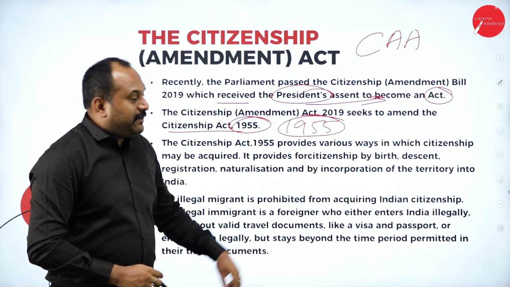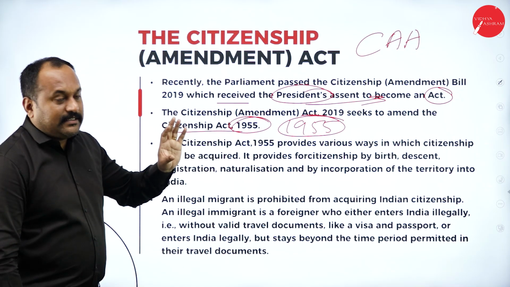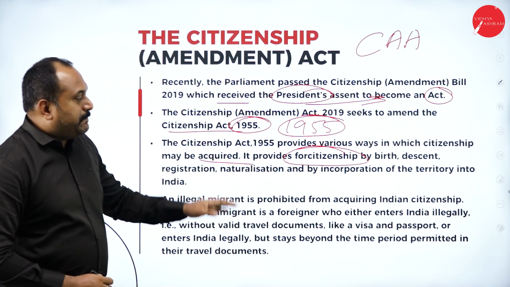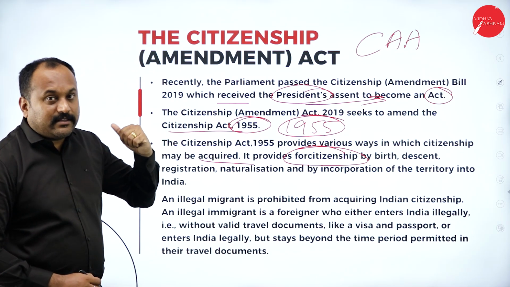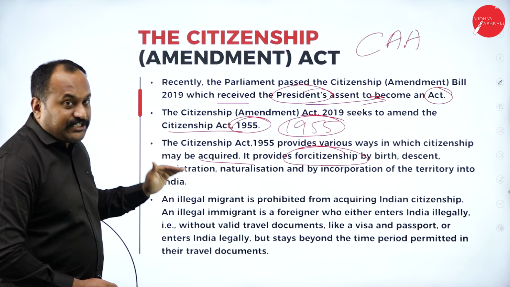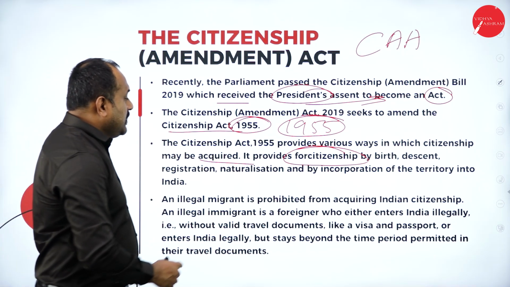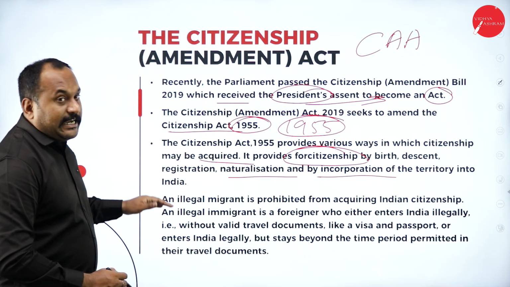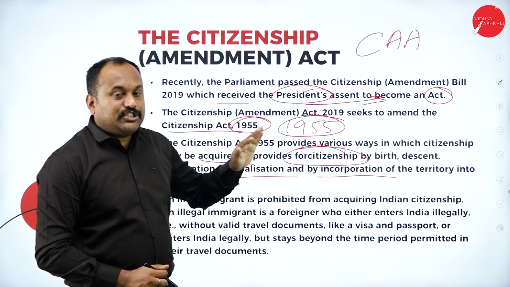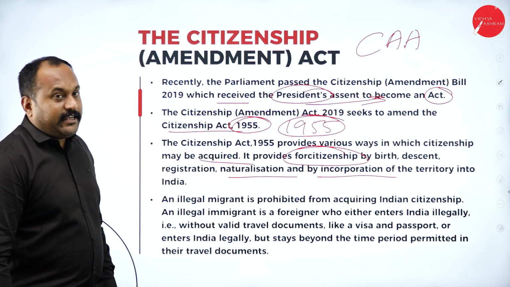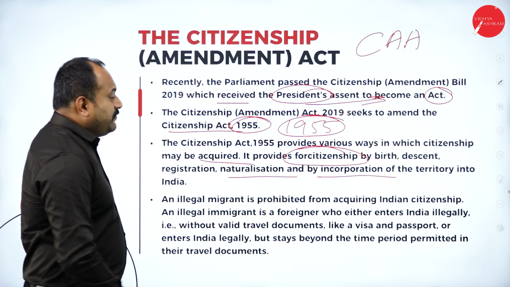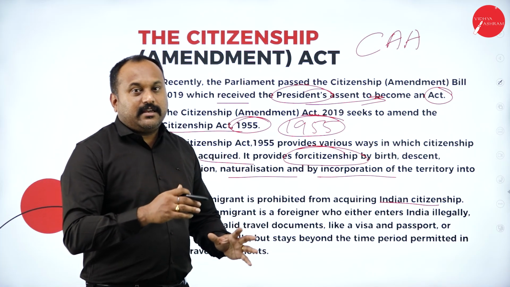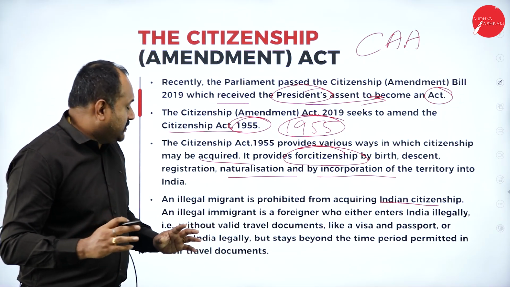Our Citizenship Act 1955 provides various ways in which citizenship may be acquired. It provides for citizenship by birth. By birth, you get the citizenship. Descent, registration: you register, you will get a citizenship. Naturalization and by incorporation of the territory into India, then also you will get citizenship. And illegal migrants are prohibited from acquiring Indian citizenship. Now somebody comes from somewhere and they stay illegally. Now they can't get citizenship.